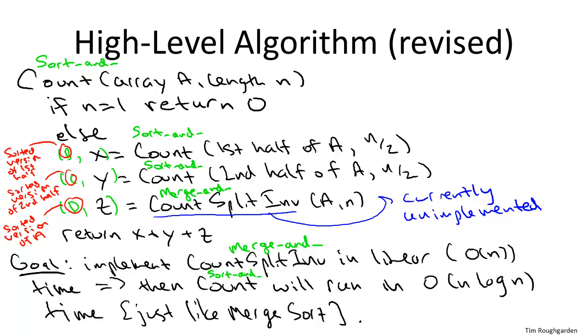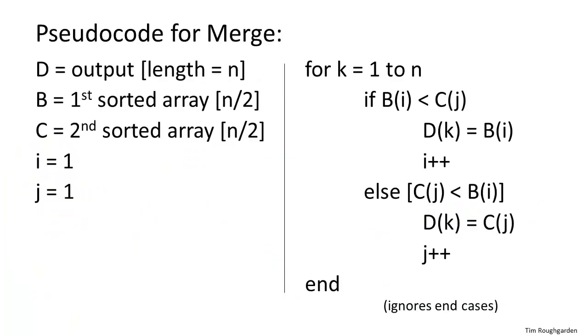To develop some intuition for why merging naturally uncovers the number of split inversions, let's recall the definition of the original merge subroutine for merge sort. Here's the same pseudocode we went through several videos ago. I have renamed the letters of the arrays to be consistent with the current notation. We're given two sorted subarrays, which come back from recursive calls. I'm calling them B and C. They both have length n over 2. And we're responsible for producing the sorted combination of B and C, so that's an output array D of length n.